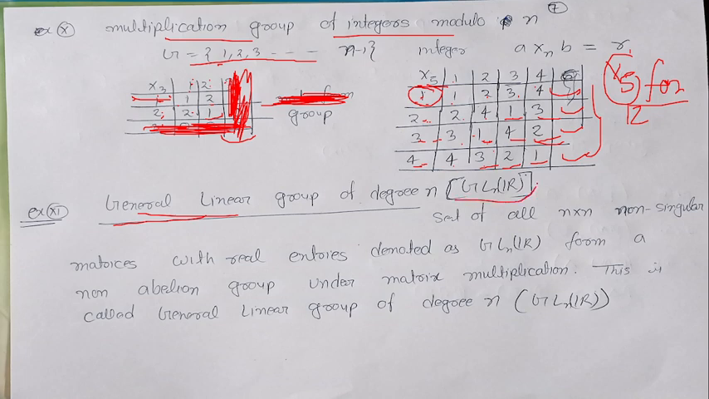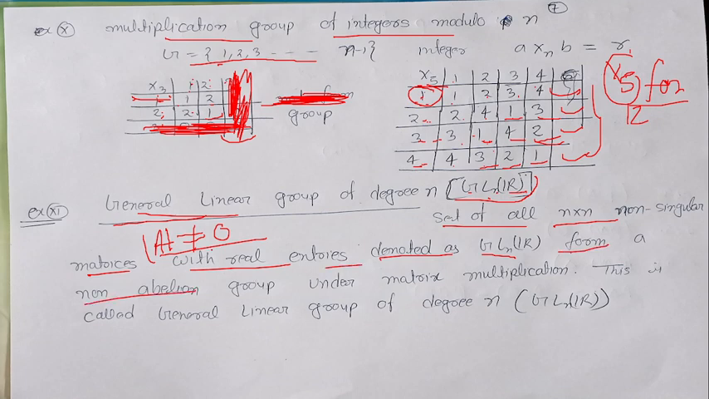It is also written as GLNR, meaning general linear group of order n, and their interest comes from real numbers. The set of all n by n non-singular matrices, meaning the determinant must not be equal to 0, with real entries is denoted by the general linear group of n with real entries, and it forms a non-abelian group. So GLNR always forms a non-abelian group because it does not hold the commutative property.